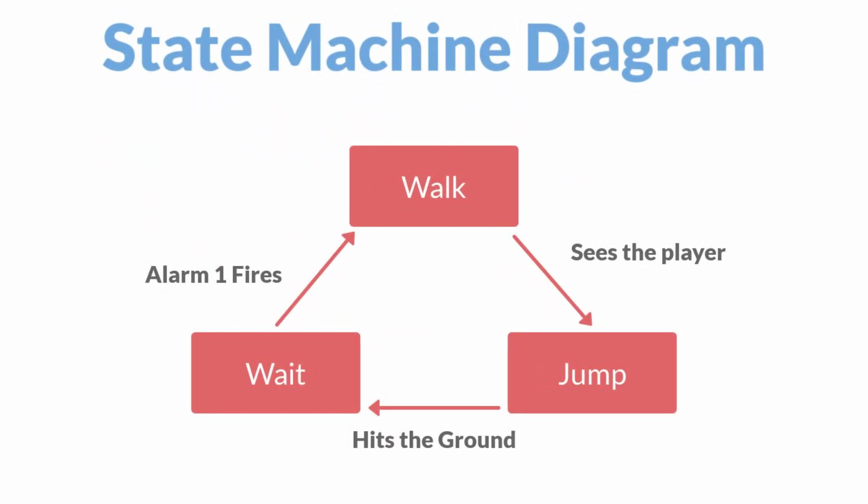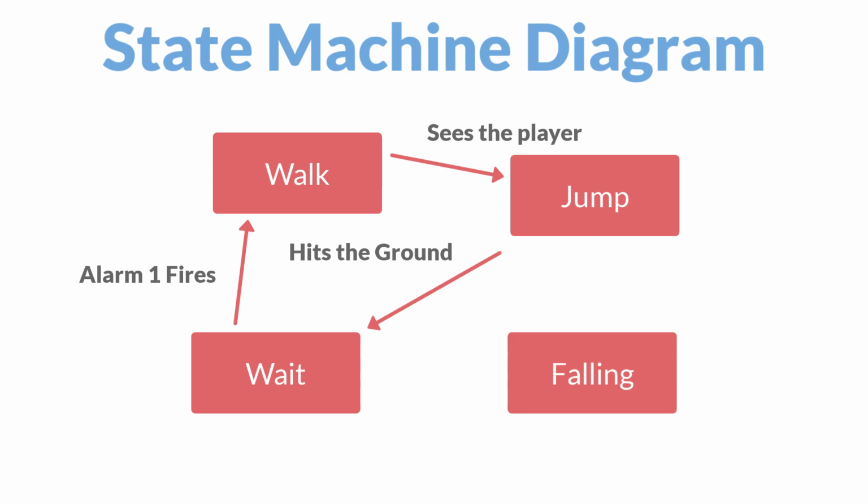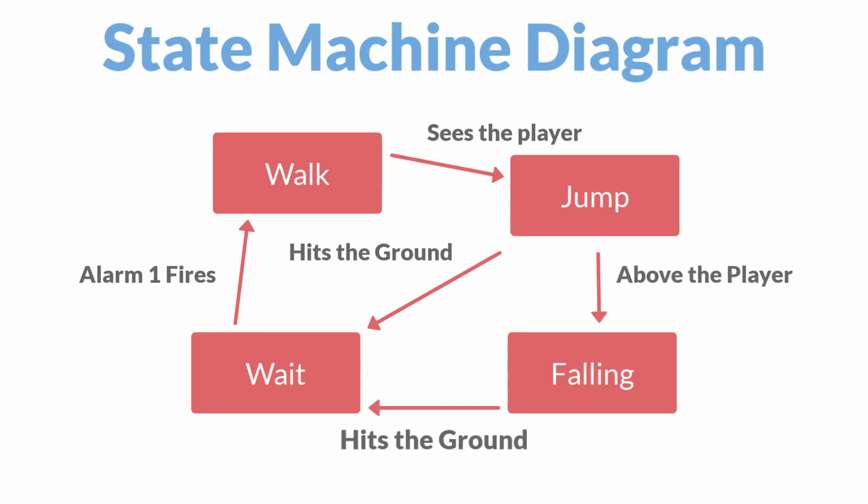Here's my solution. We need essentially 2 things. First, a new state. I'll call it the falling state. And second, we need a way to switch into it. Our state diagram would then look like this. From the walk state, the player can enter the jump state, same as before.